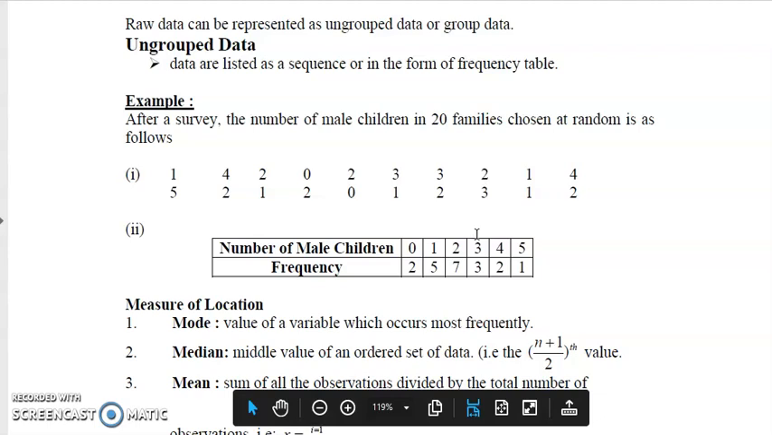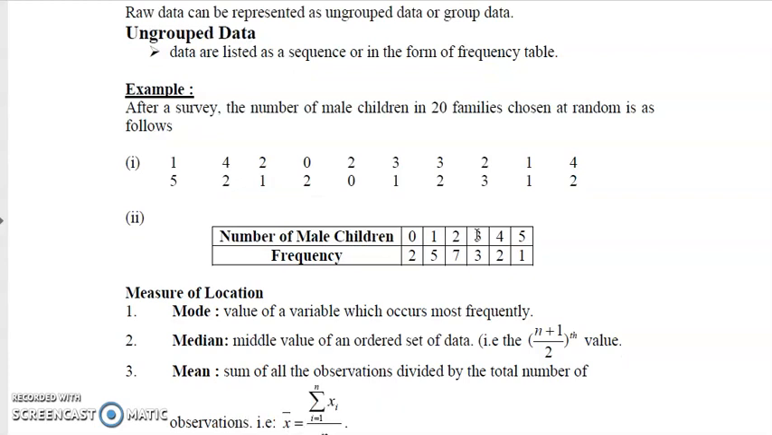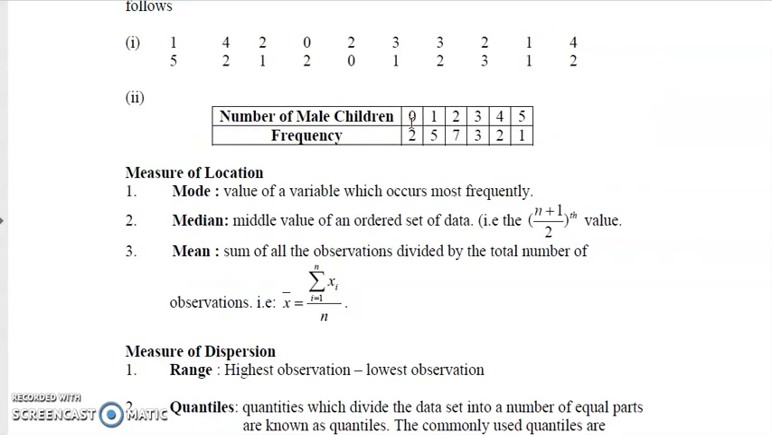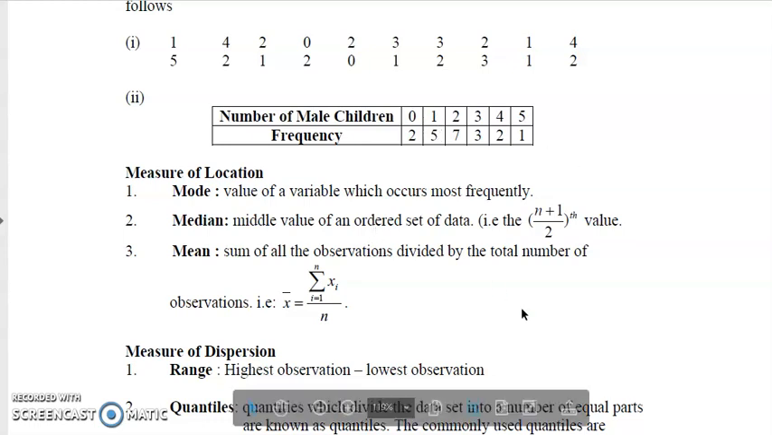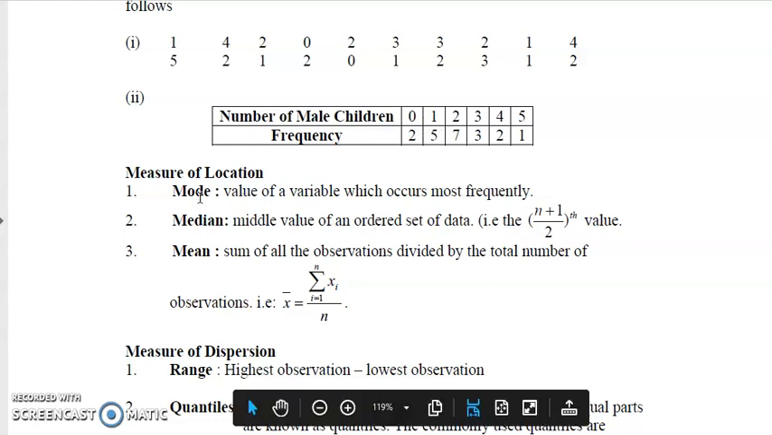Okay, so you can see from here the sample or the data that we're having, only 20. The number of male children is 0, the number of families only 2, and the number of male children is 1, the families that we're having is 5, and so on. So you can see from here, I think that you already learned that we're having mode, median, and mean.